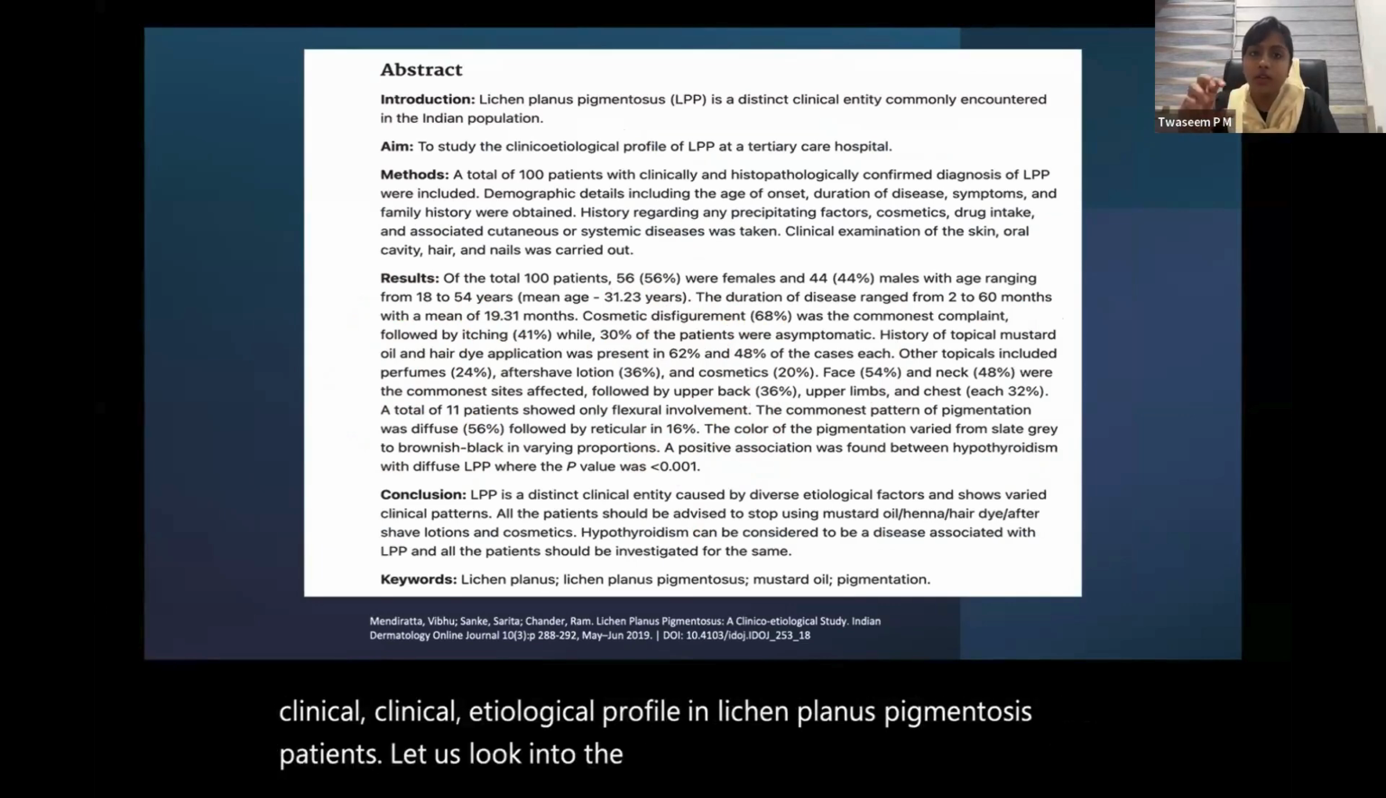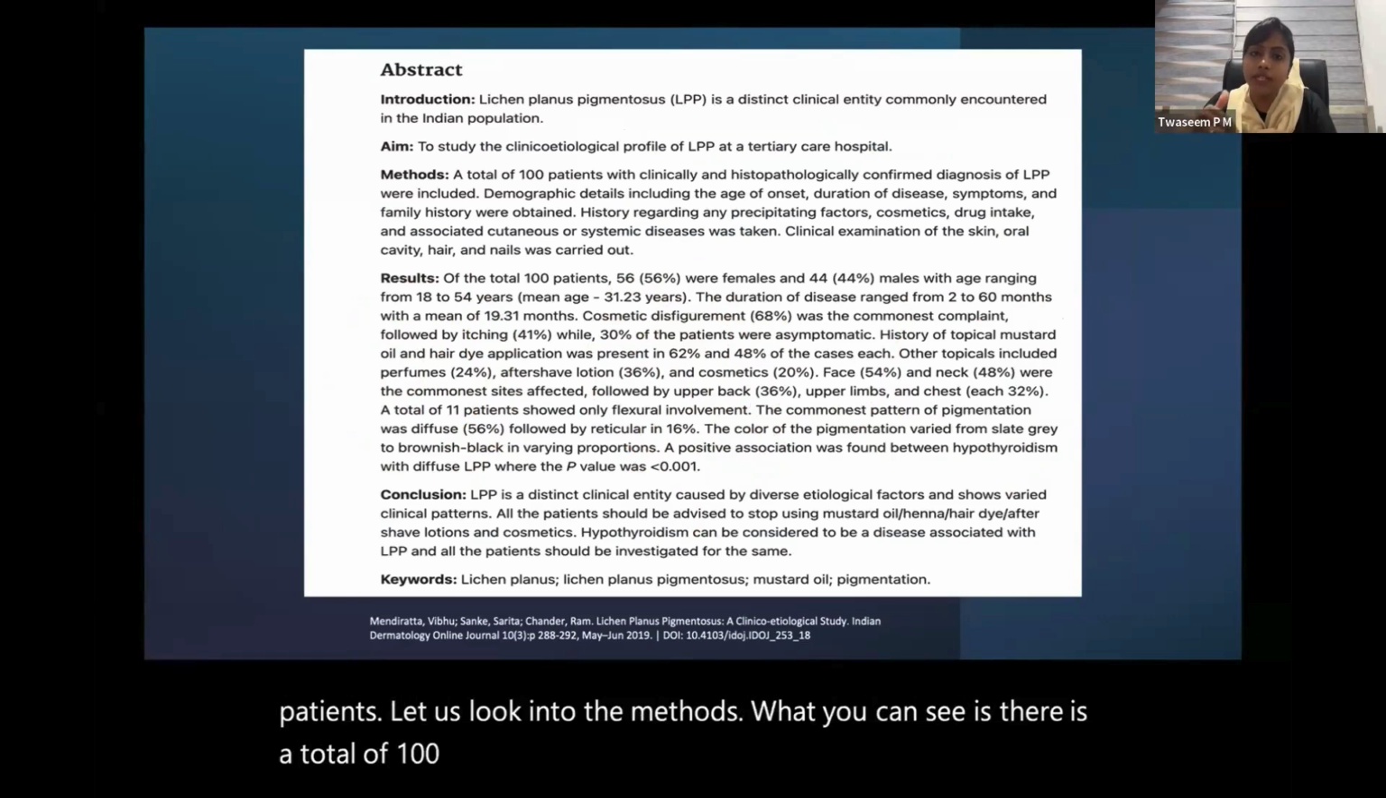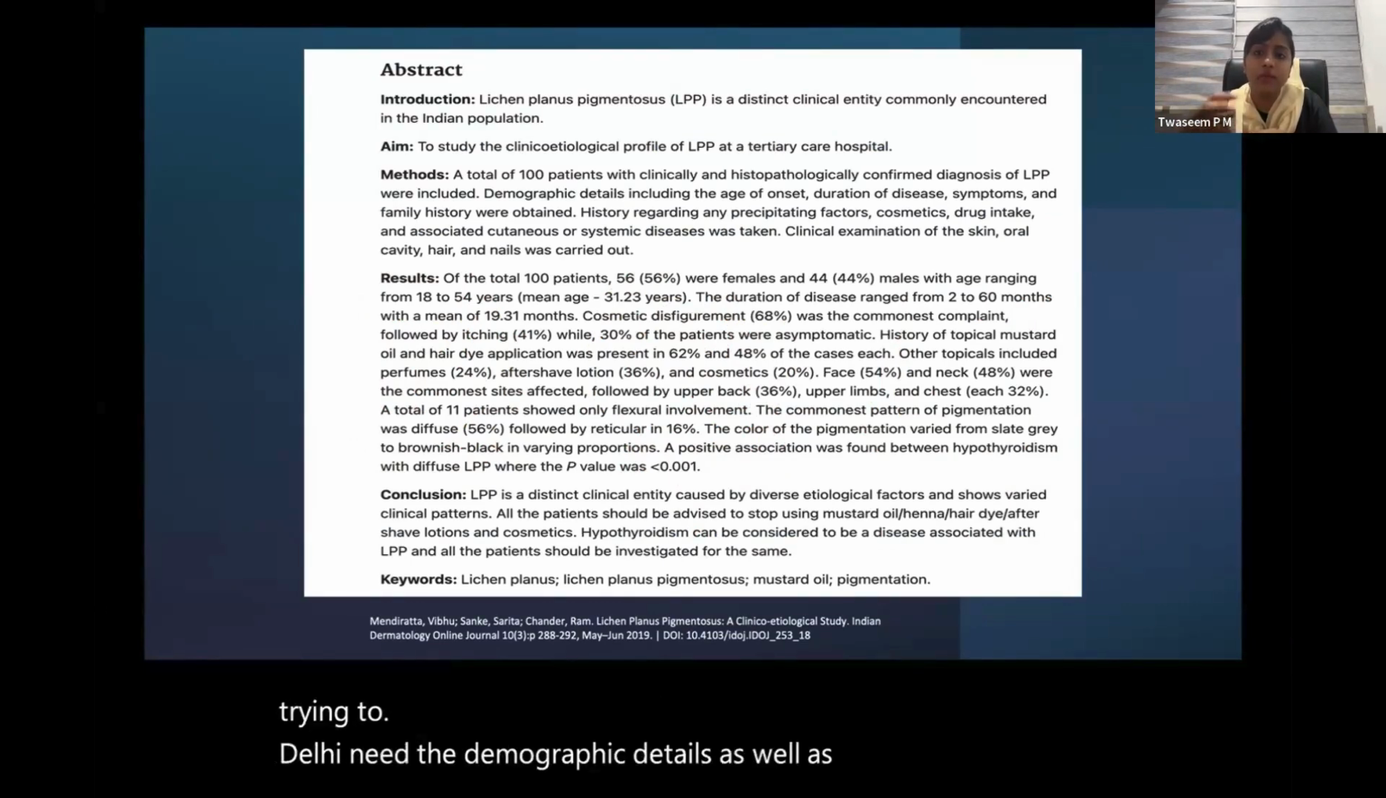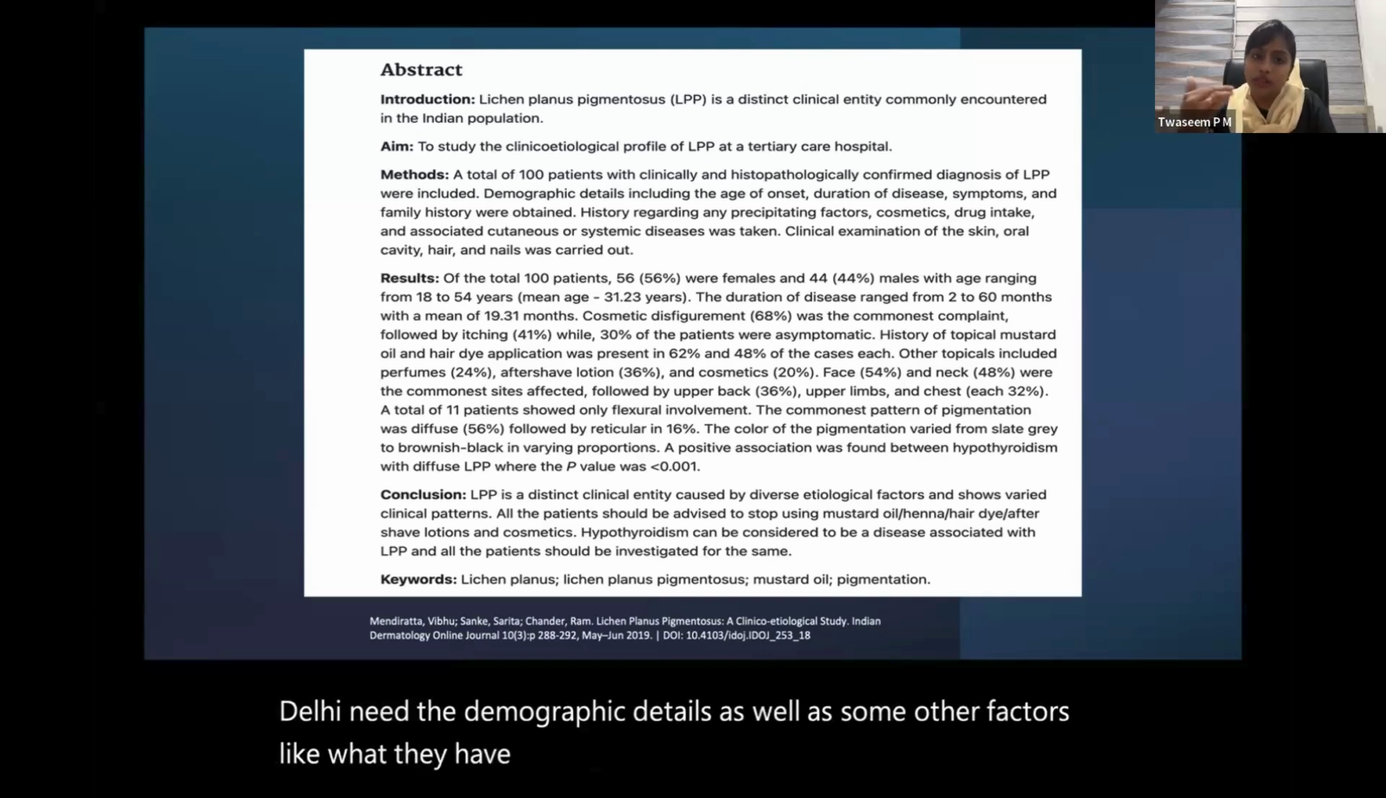What you can see is there's a total of 100 patients that have been diagnosed with LPP, and they're trying to delineate the demographic details as well as some other factors like what they have used. So let's look at the results.